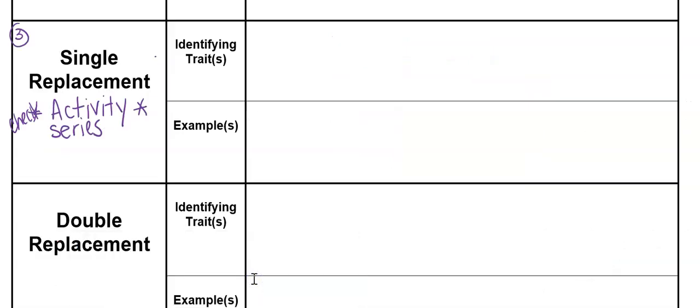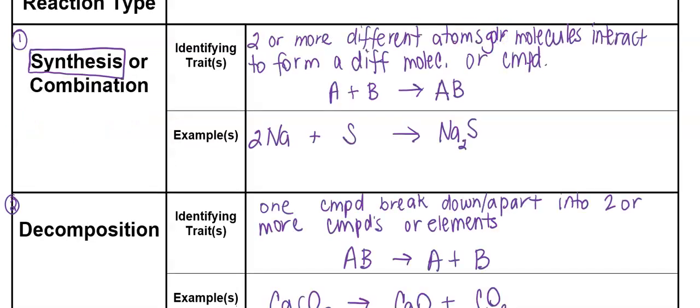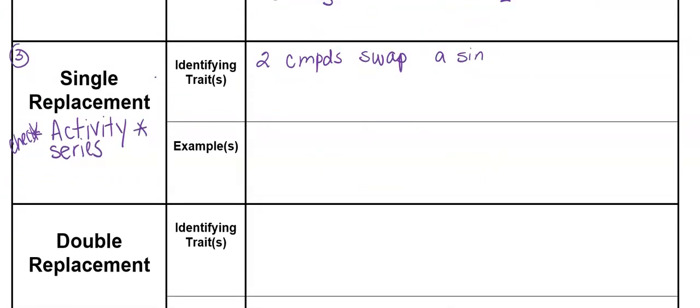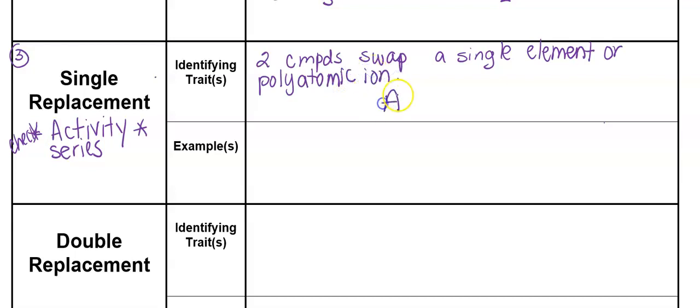Let's go to the example first. So what is a single replacement reaction? A single replacement reaction is when you have two compounds swap a single element, or even a polyatomic ion. So I'll give an example of what that looks like.